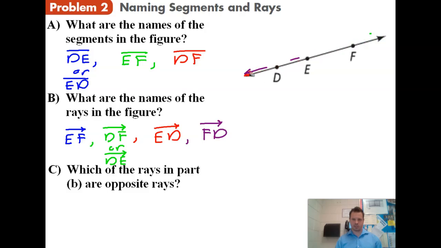All right, so that's our rays. In part C, let's talk about opposite rays real quick. Which of the rays in part B are opposite rays? Well, we said that opposite rays share an endpoint and form a line. So that would be rays EF and then to form the rest of that line, we'll go ED. They both have the same endpoint, and when I put them together, they form a whole infinite straight line.